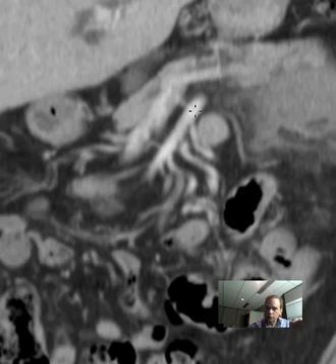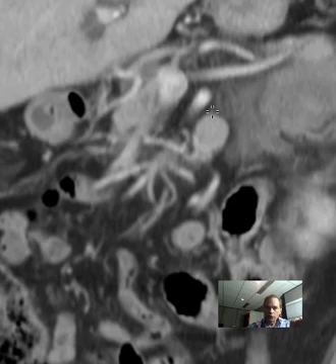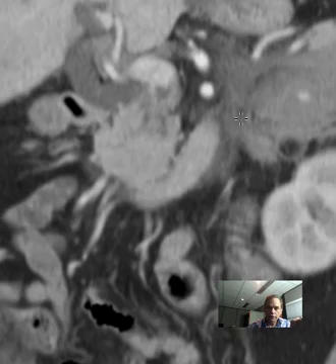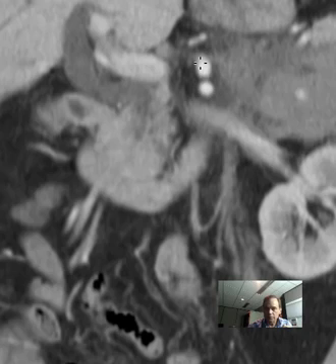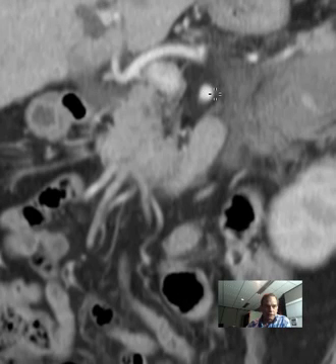Now, if you don't believe that's a superior mesenteric artery, you follow it backward toward the aorta, and you see, aha, it is the second branch off the abdominal aorta. Here's a celiac artery, here is the superior mesenteric artery. So again, moving forward, you follow the superior mesenteric artery.